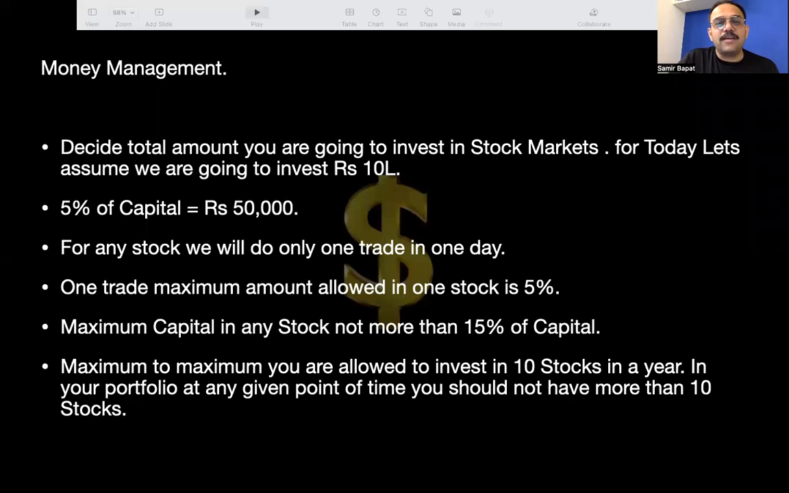Finally, this is very, very important. At the maximum, you should have 10 stocks in your portfolio in a year. I have seen people, I come across a lot of people.